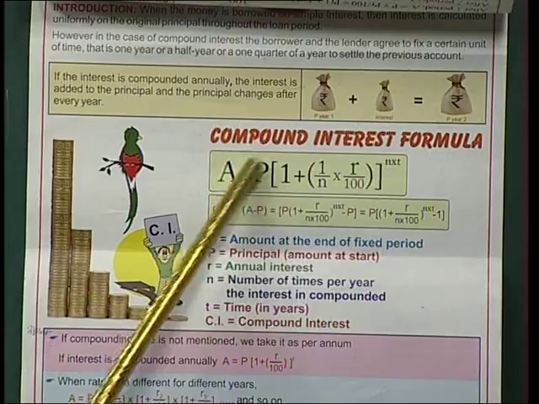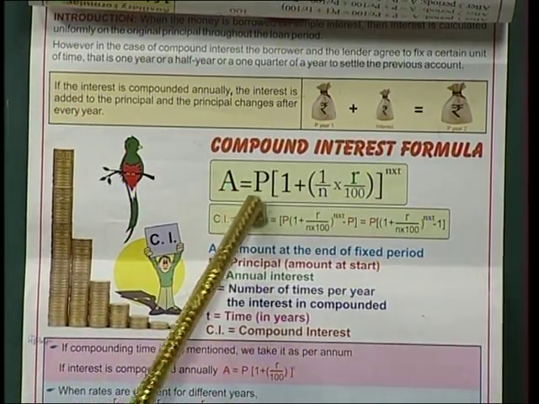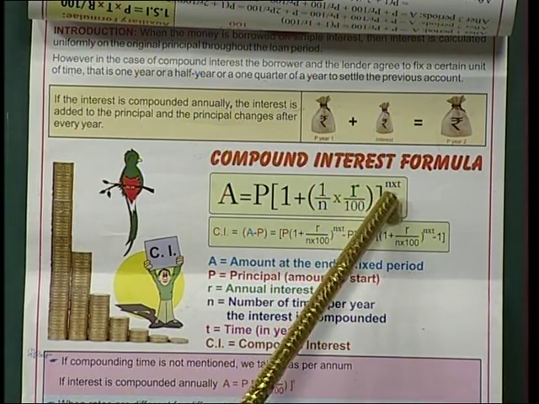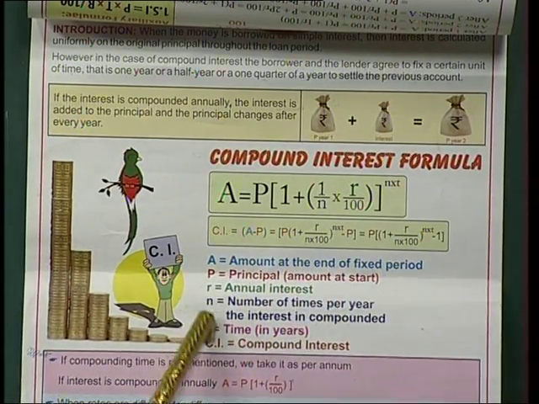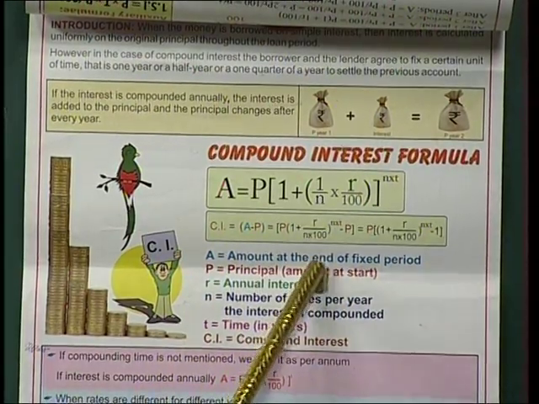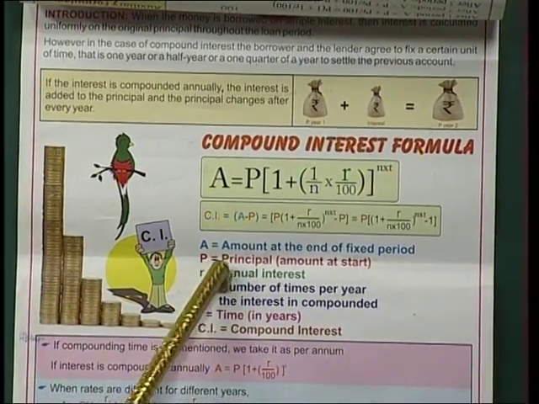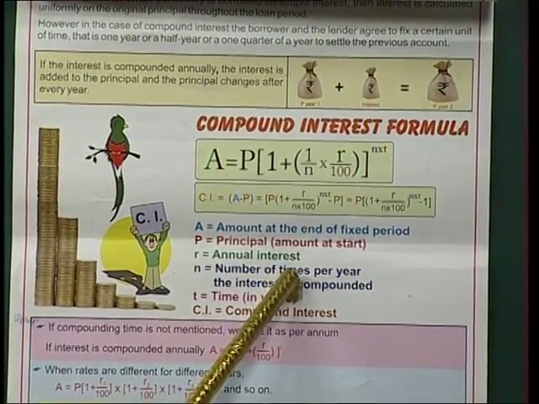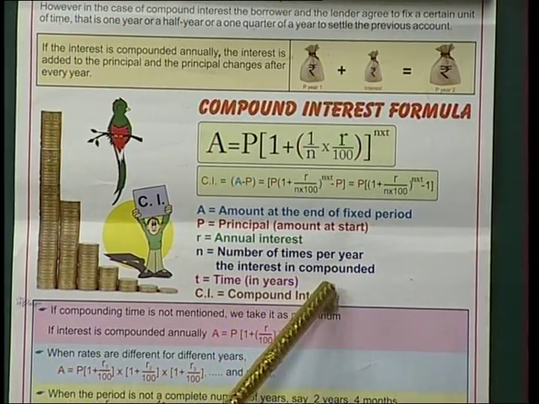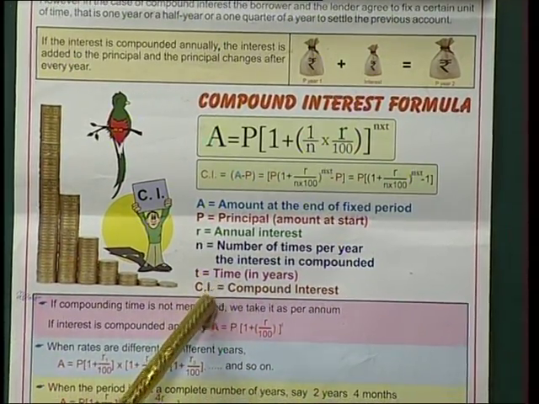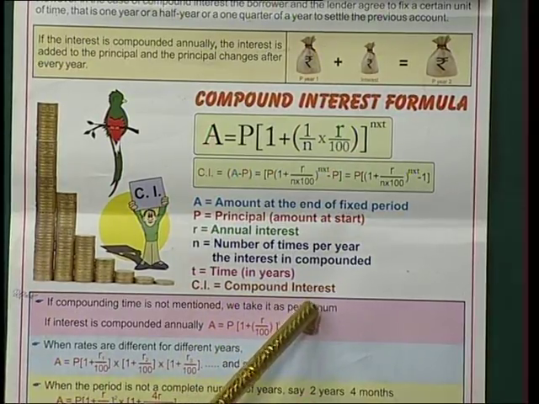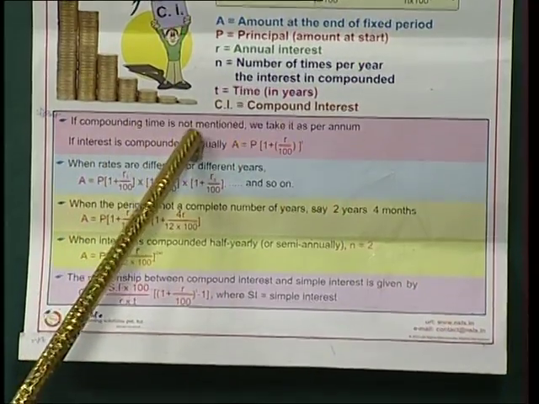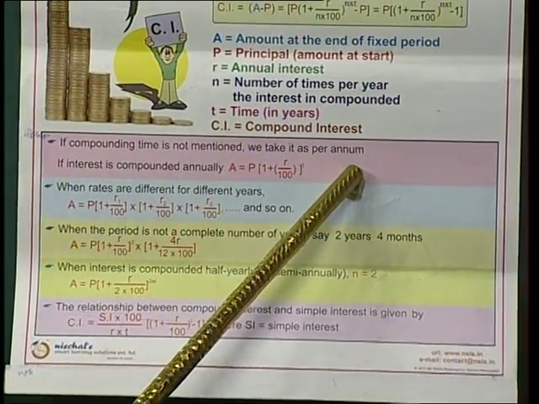So, the compound interest formula is A equal to P into 1 plus R by 100 to the power of n. See here, friends: A equal to amount at the end of the fixed period, P equal to principal, R equal to annual interest rate, n equal to the number of times per year the interest is compounded, T equal to the time, CI equal to compound interest. If the compounding time is not mentioned, we take it as per annum.